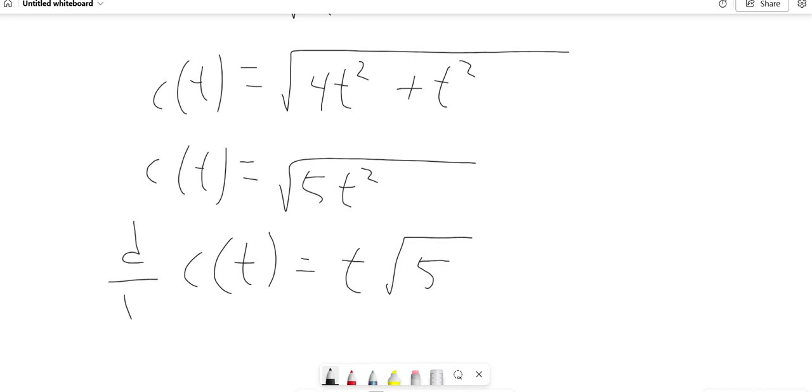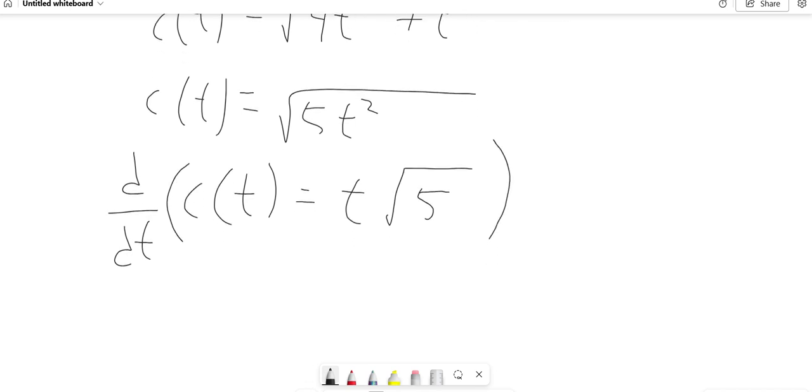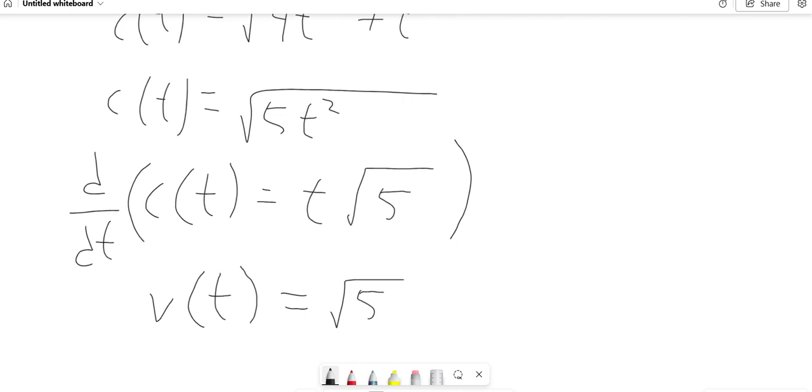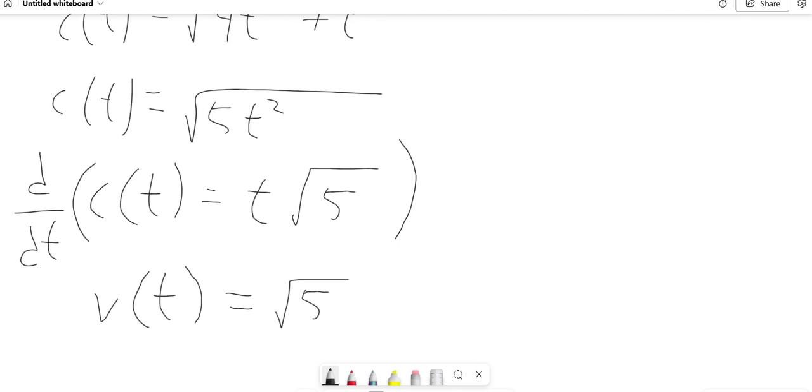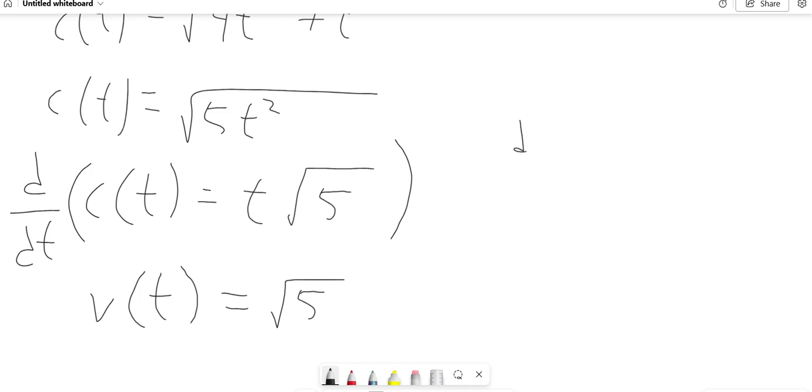If we take the derivative with respect to t of everything, then the velocity v of t at which these two angry lovers are moving apart equals root 5. Because remember that for a constant times a variable, the derivative is just the constant itself. This follows from the fact that the derivative of a x to the b is a b times x to the b minus 1.